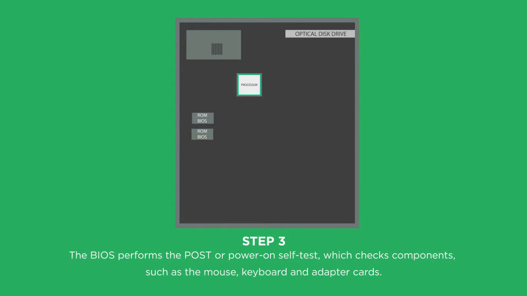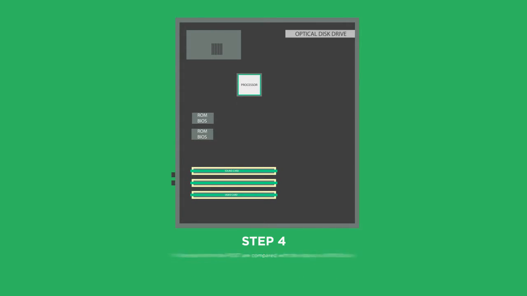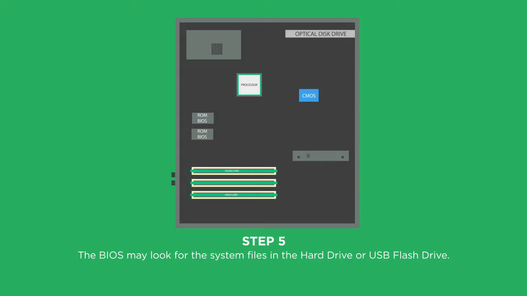Step 3. The BIOS performs the POST, or power-on self-test, which checks components such as the mouse, keyboard, and adapter cards. Step 4. The results from the POST are compared with the data in the CMOS chip. Step 5. The BIOS may look for the system files in the hard drive or USB flash drive.